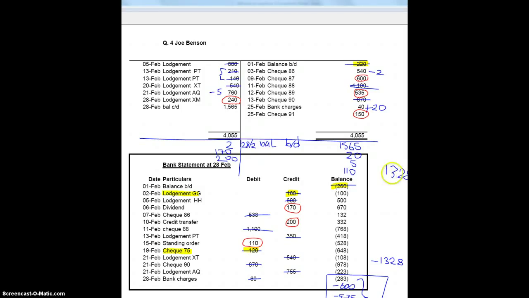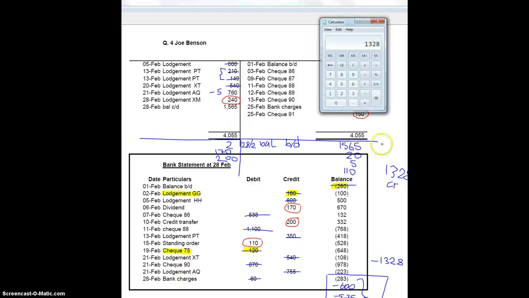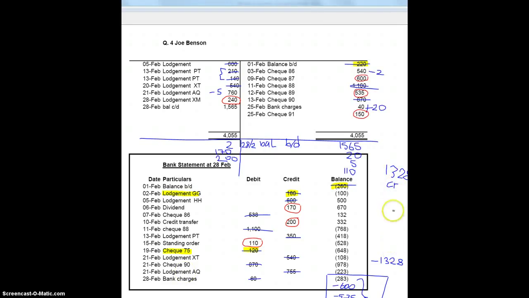I think I've gone over the line, that's an 8, and that's on the credit side. What that means is if it's on the credit side it's like a minus, so then these guys match, which is what we want. When we adjust our bank statement we get -1328, when we adjust our T account we get a credit of 1328, so they match. And I'll just show you how that looks if you were to write it out properly.